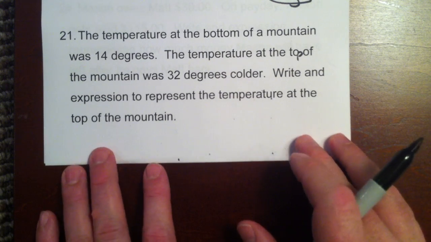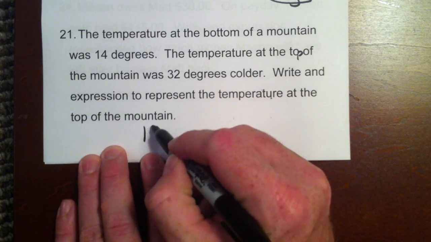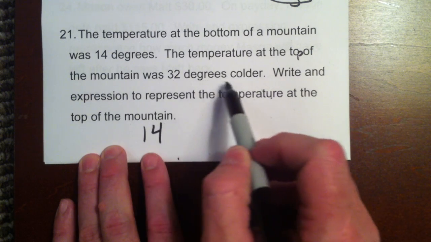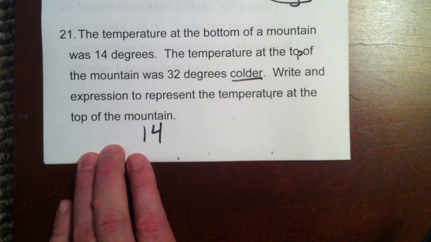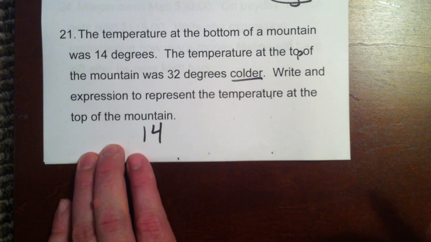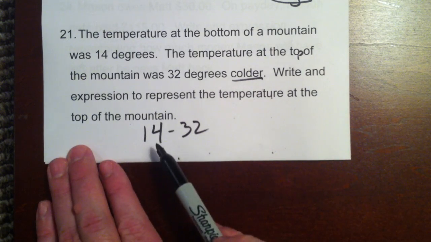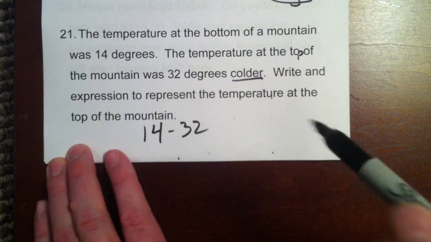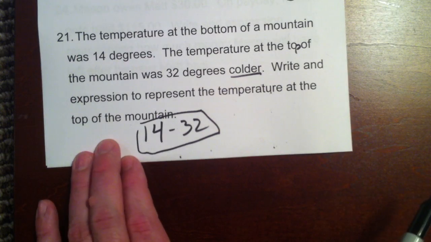So, the temperature at the bottom of a mountain was 14 degrees. Well, that's 14. The temperature at the top of the mountain was 32 degrees colder. Colder, is that going to be minus or plus? Well, if it's 10 degrees and it gets 10 degrees hotter, I'm going to be adding 10 degrees. But this says 32 degrees colder, I'm going to be subtracting 32. Well, again, this is kind of a funny one. I've got a small number minus a big number. So what I'm going to do is say, hey, oh, and by the way, this is the expression. 14 minus 32.